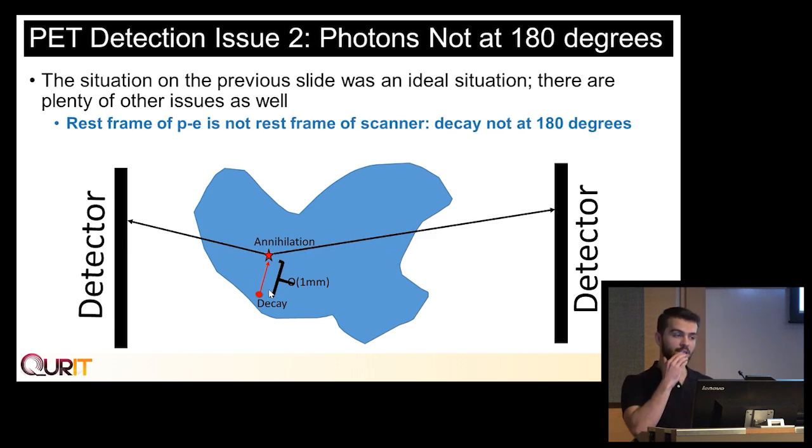The other thing that happens is that the rest frame of the positron and electron is not the same rest frame as the scanner, because the positron is carrying momentum as it collides with the electron. So the emission of the photons is not exactly at 180 degrees, and you have lines that are sort of bent like this. Of course, this is a huge exaggeration, but it is something that happens.